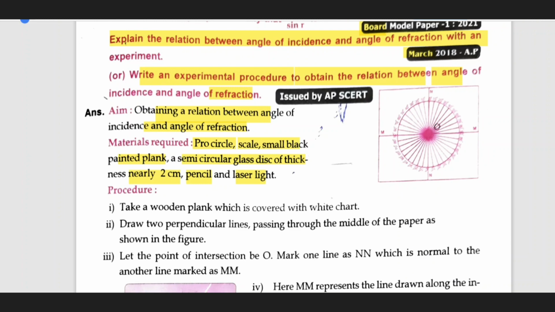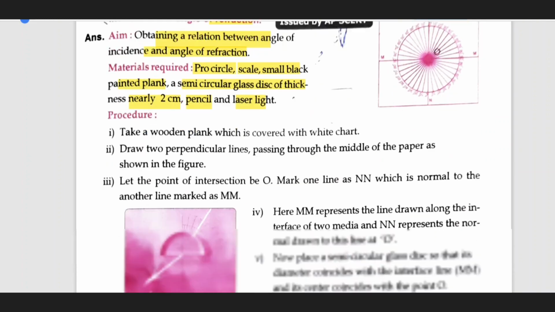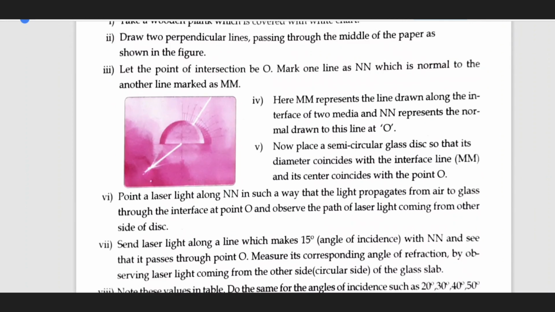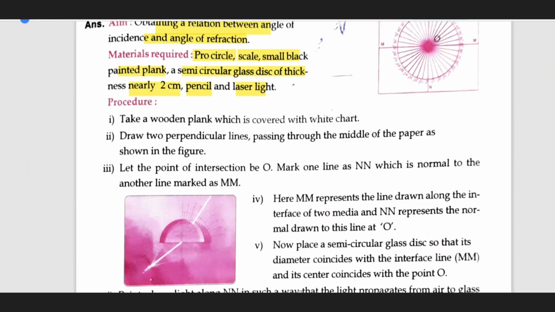So first take a wooden plank which is covered with white chart. Take a wooden plank and cover it with white chart. Next, draw two perpendicular lines passing through middle of the paper as shown in the figure. So you can see here. So first place a paper on the wooden sheet and draw two perpendicular lines passing through middle of the paper. So one is vertical line, the other is horizontal line.